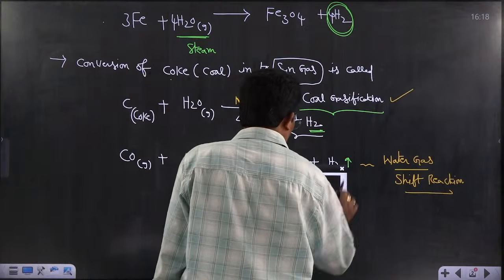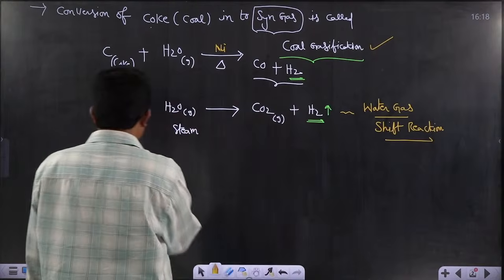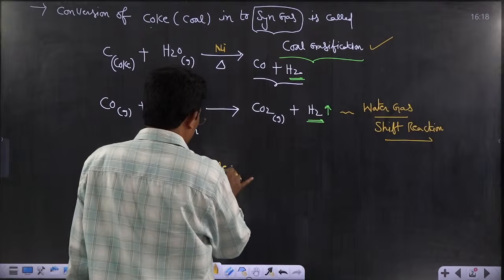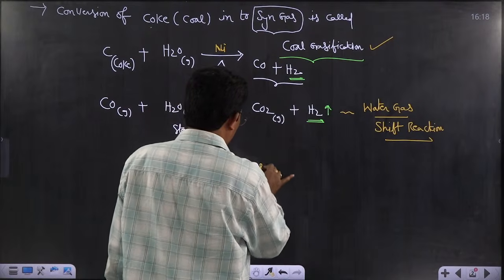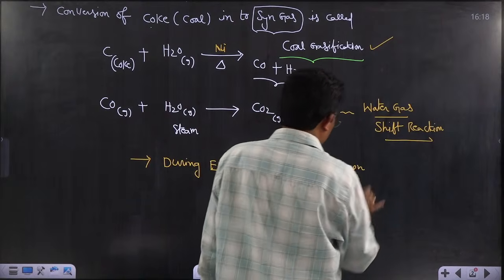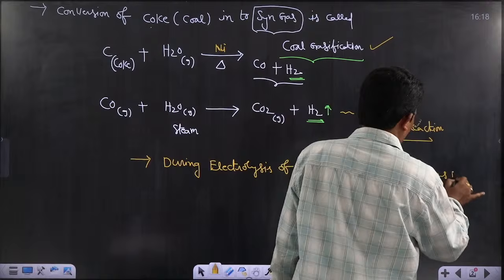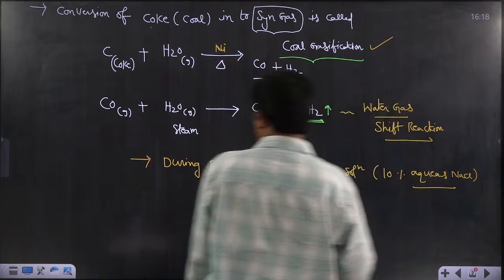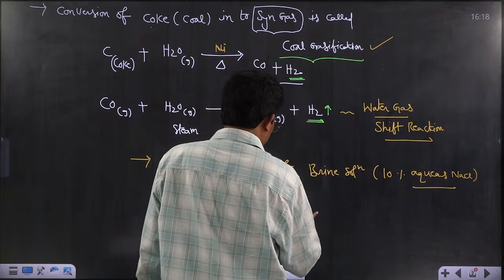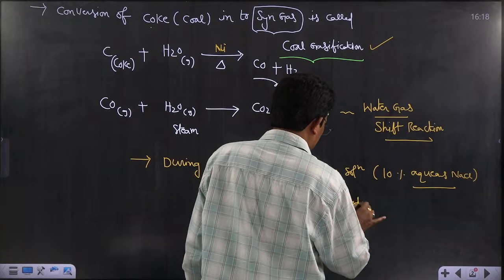Electrolysis, you know already, electrolysis of brine solution. During electrolysis of brine solution, brine solution is nothing but 10% aqueous sodium chloride. In this reaction also H2 gas is liberated at cathode. Hydrogen gas liberated at cathode.